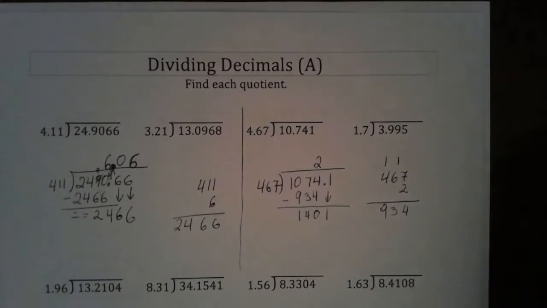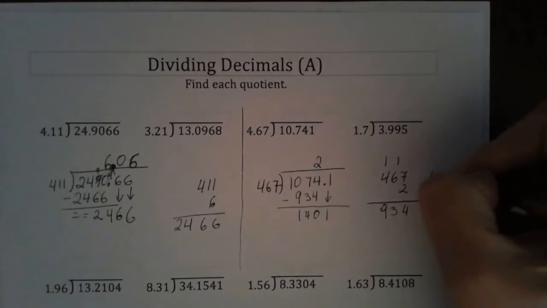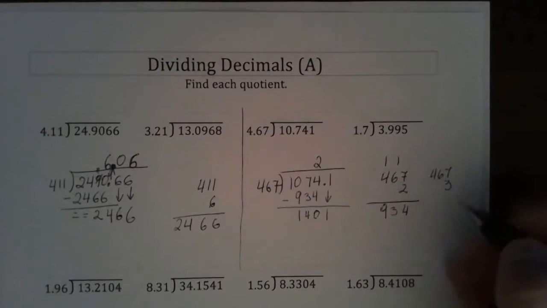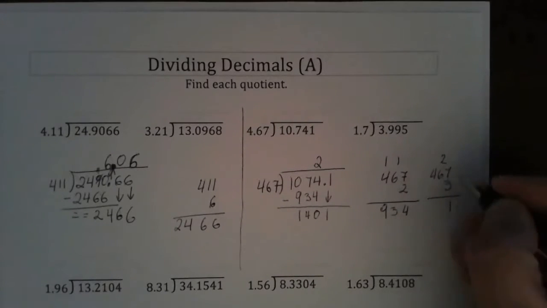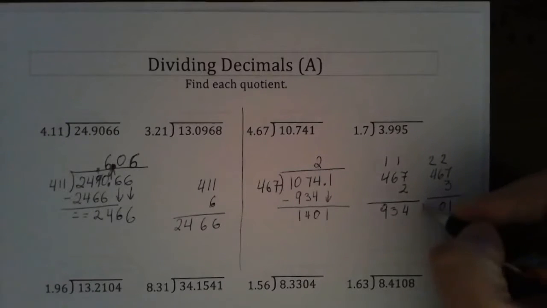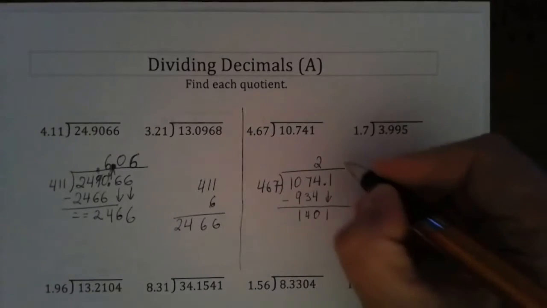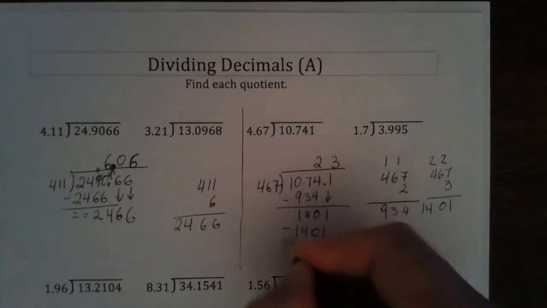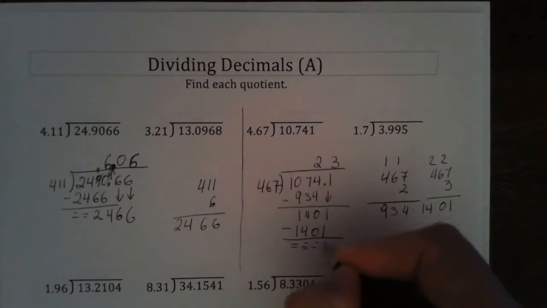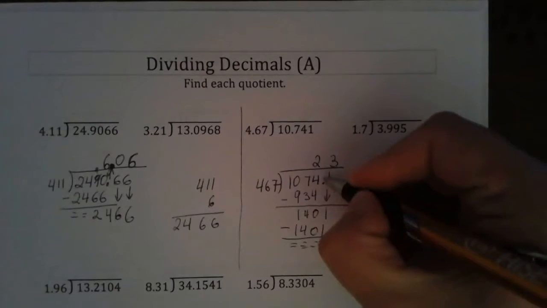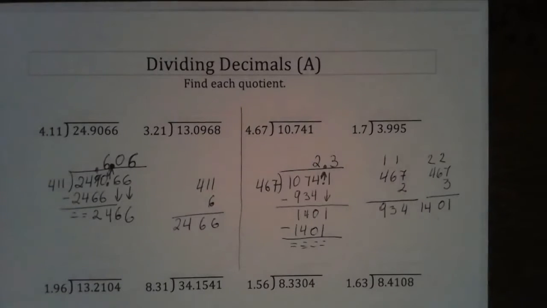Okay, how many times will it go? Let's try one more. Okay, I'm going to multiply by 3. 7 times 3 is 21. 6 times 3 is 18. Plus 2, that's 20. 4 times 3 is 12. Plus 2 is 14. That's exactly what I need. So that's 3. 3 times this one is 1401. Subtract. Everything cancels nicely now. And I just need to worry about my decimal. So decimal right above. And voila, I'm done.